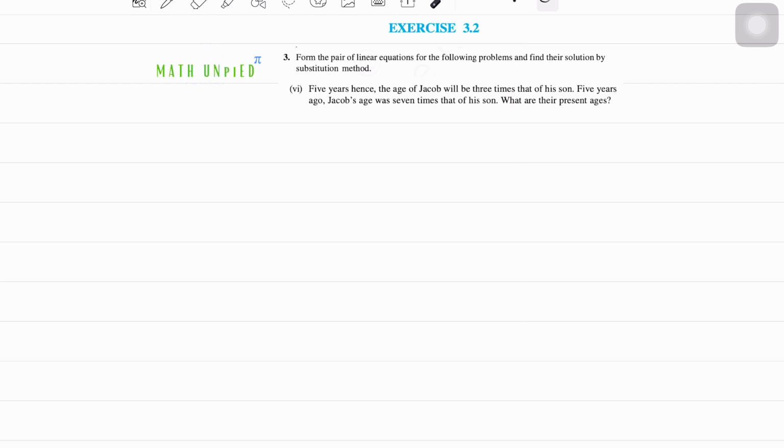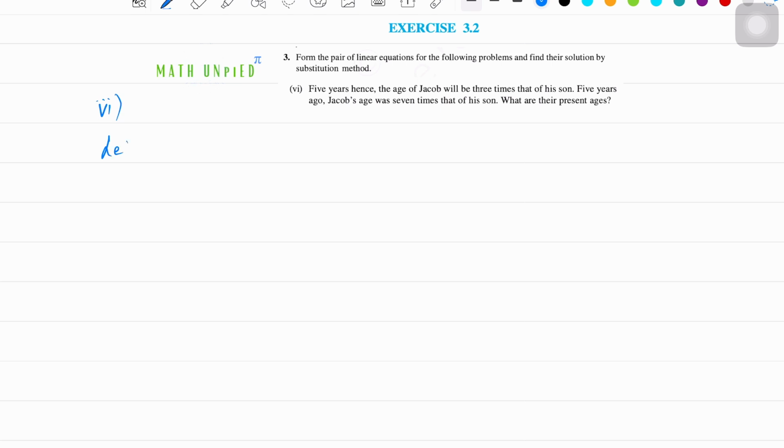Now let's move on to 6th subdivision. 5 years hence, the age of Jacob will be 3 times that of his son. 5 years ago, Jacob's age was 7 times that of his son. What are their present ages? So we can start this.